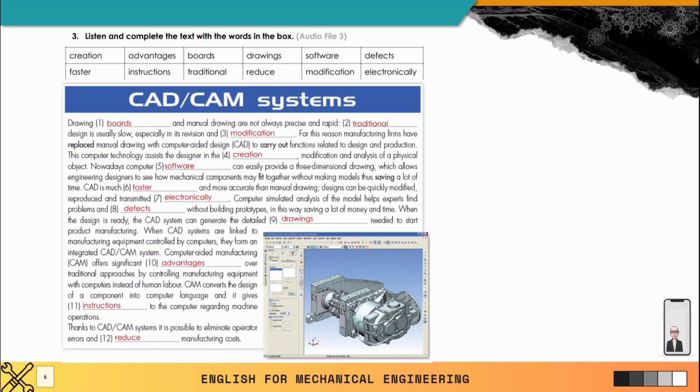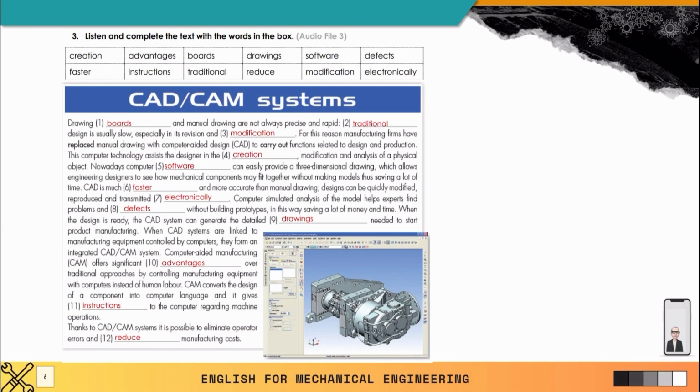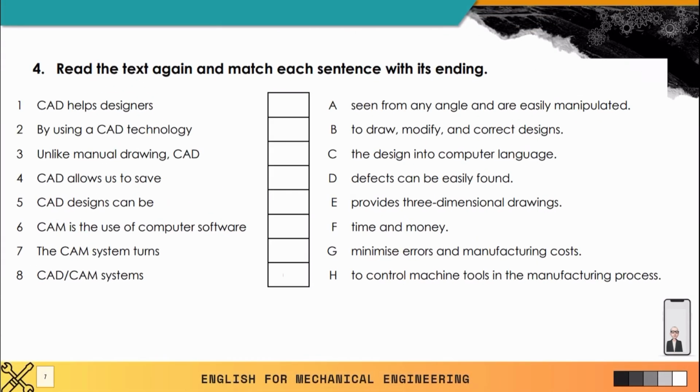Okay, so that was our second text where we had to complete the gaps with the words in the box. We have done just that now. Right, if you want to take a screenshot here, okay, and go back and forth between the next task, feel free to do that. Here we have to read the text again and match each sentence with its ending. So on the left, you will have CAD helps designers, by using CAD technology, unlike manual drawing, and so on and so on. Let's have a look at the answers here quickly.